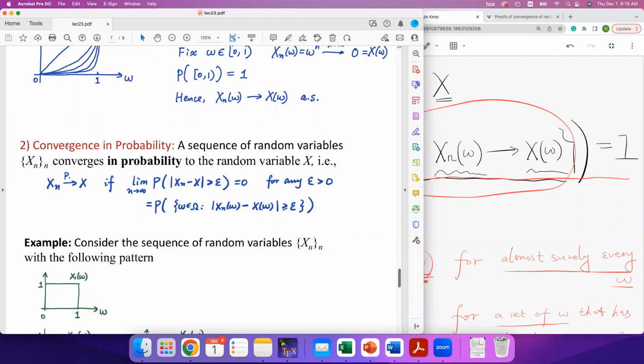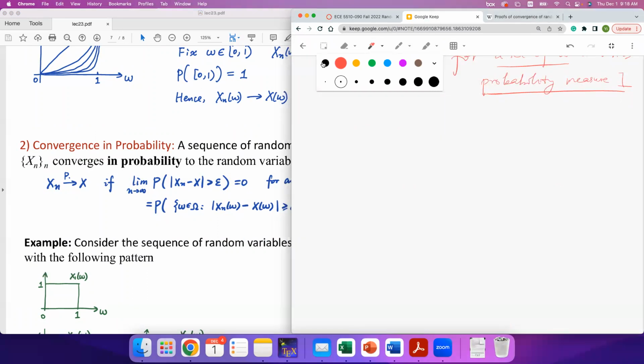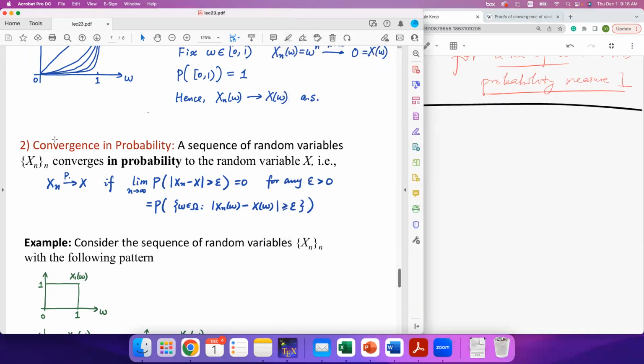Now, the second type of convergence that we are going to talk about is convergence in probability. This is a little bit weaker, and we will talk about the relation among these different convergence types later. Here is the notation to denote this. We say that a sequence of random variables xn converges in probability to a target random variable x, and we write it as xn goes to x, with a p on top of the arrow. Precisely, this is defined following this criterion. So let's look at this one.